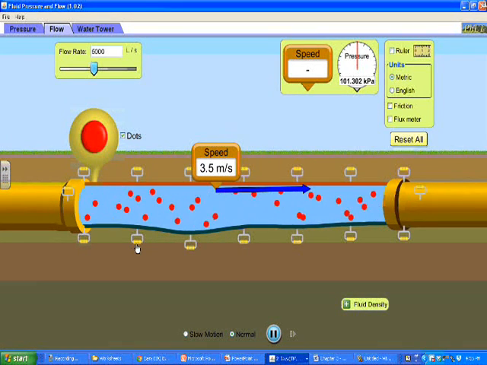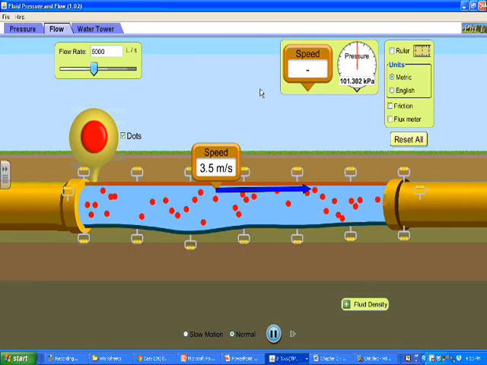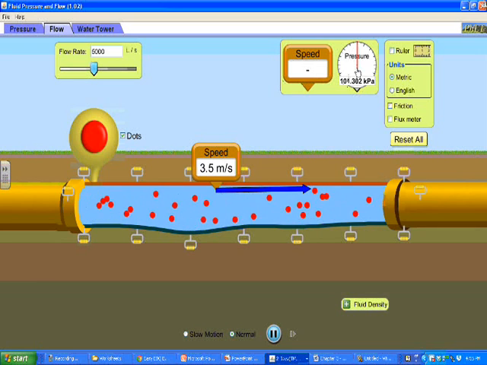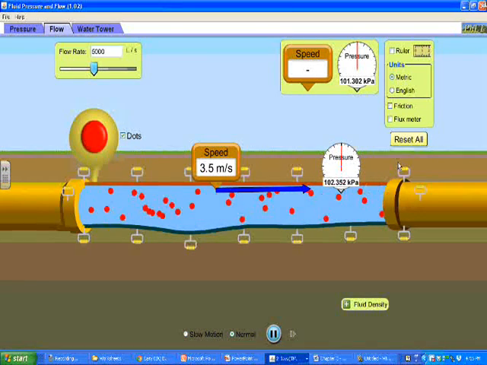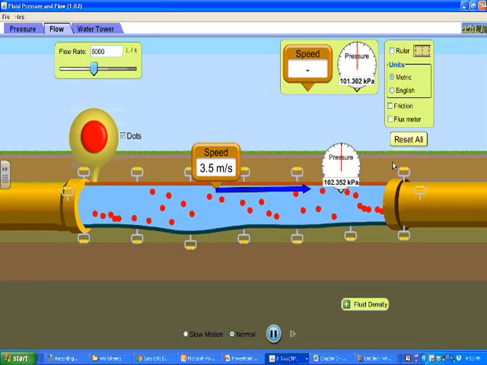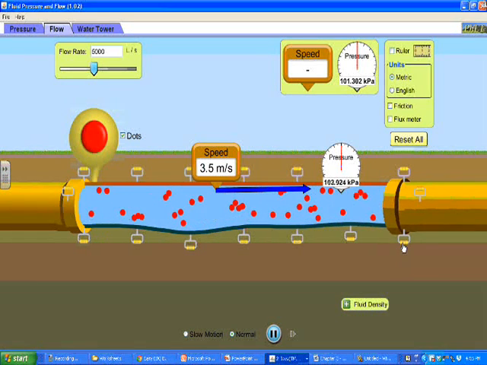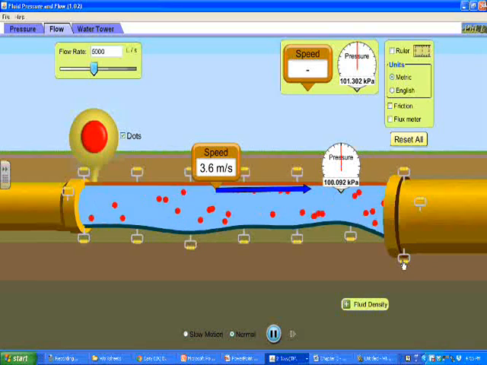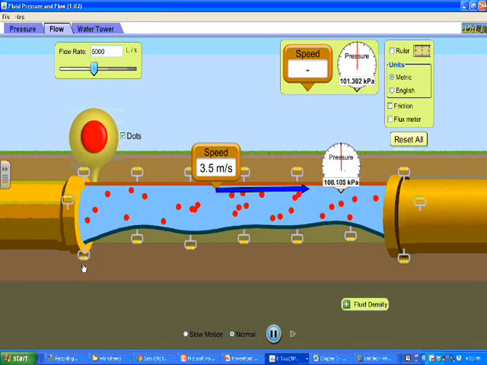Now, let's also see the pressure. The pressure right now is at 102 kilopascals, and that's with the smaller pipe. And let's see what happens, because we haven't filled this part of our notes out yet. I want us to look and see what happens to pressure as speed decreases.